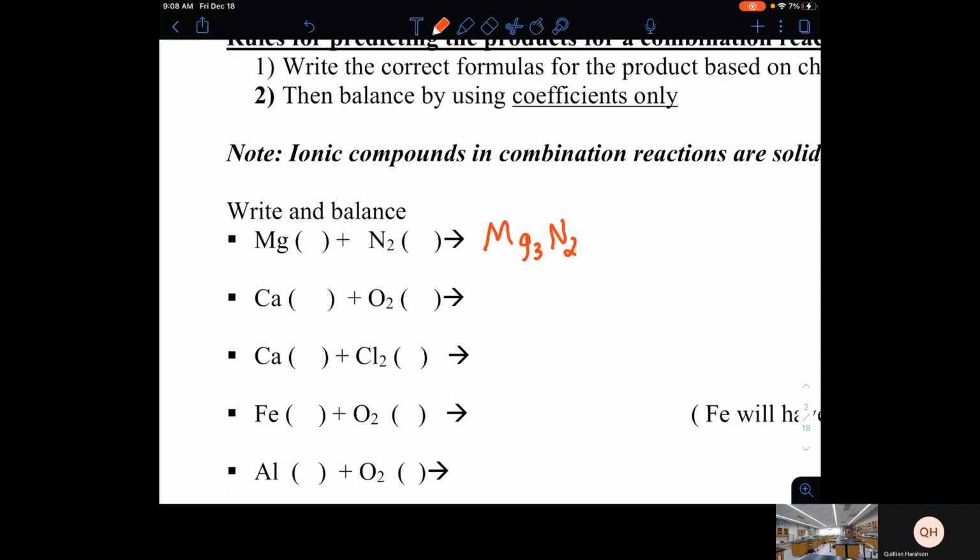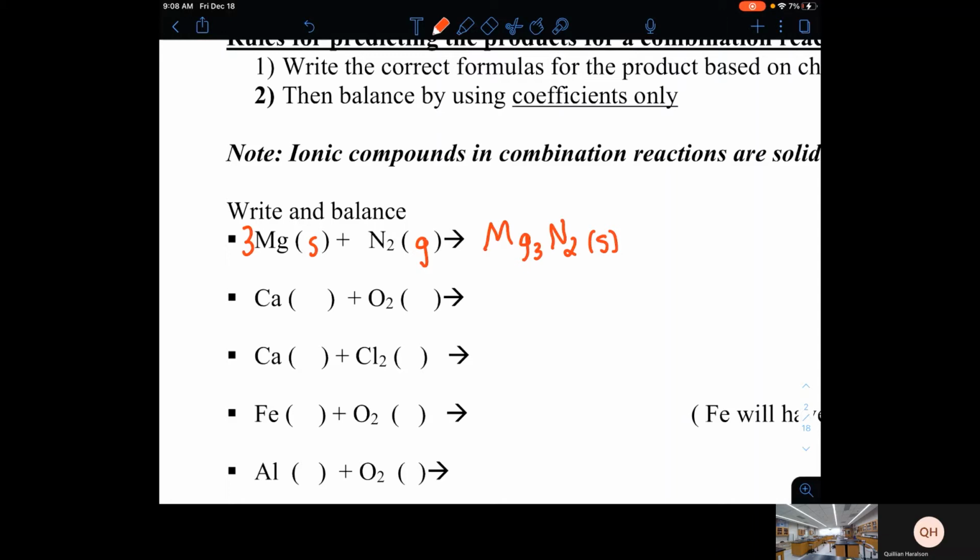I know that metals are all going to be solids except for mercury, which happens to be a liquid. Nitrogen, well, that's a gas. We said that ionic compounds are going to be crystalline solids, so I know that state as well. And then it's just going through and balancing this. I'm going to go through this pretty quickly because you should know how to balance the reactions, since we already learned that. And here we go. We're finished with that first problem.